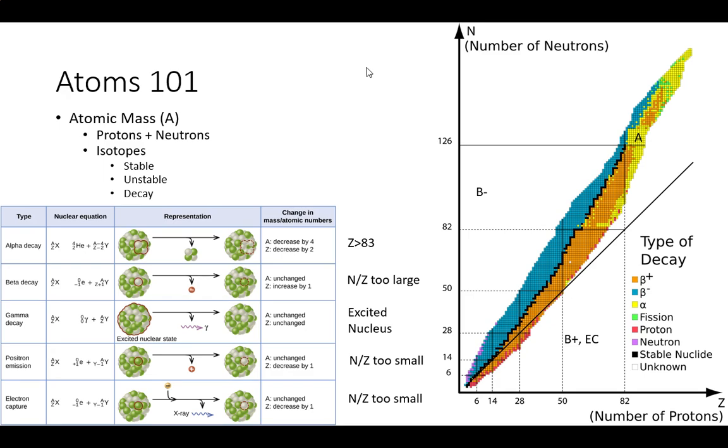Right? So beta, I'm ejecting an electron. This is sometimes also called beta minus. You'll see it put that way because it's negatively charged.